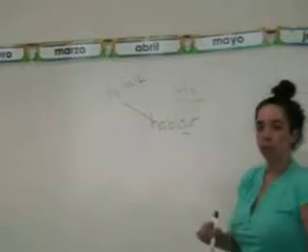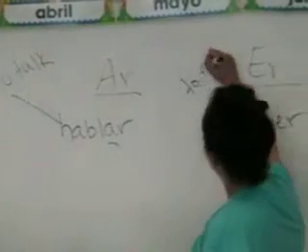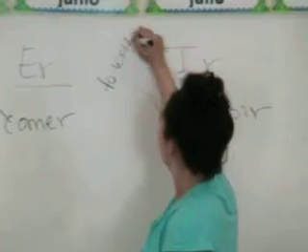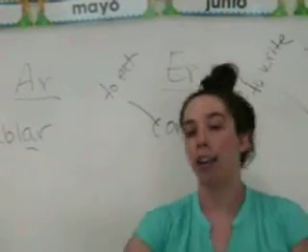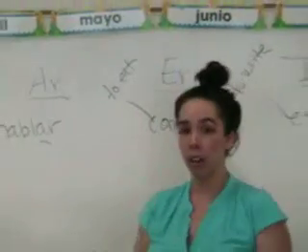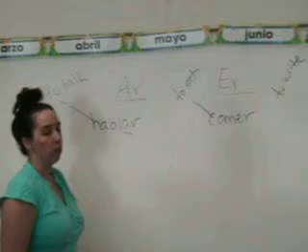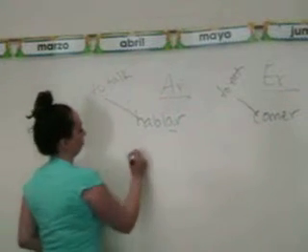Hablar means to talk. Yes, you do need the preposition "to" when you're talking about verbs. Comer means to eat. Escribir means to write. Okay? So if we want to say I write, or I eat, or I speak, these are the conjugations. Okay? Remember, the order goes I, you, he, she, we, y'all, they. So write these down.